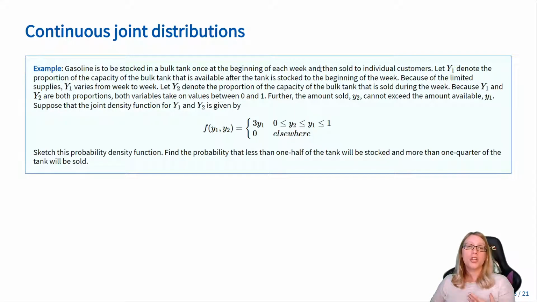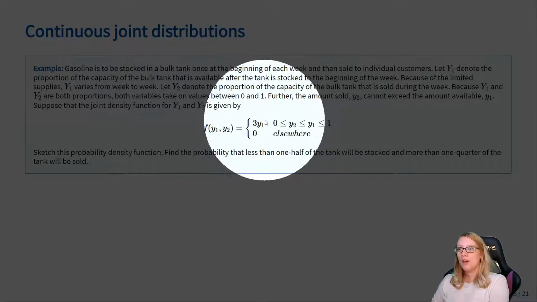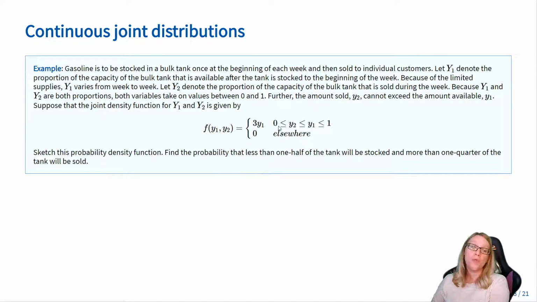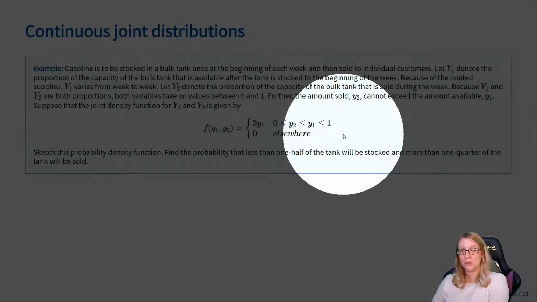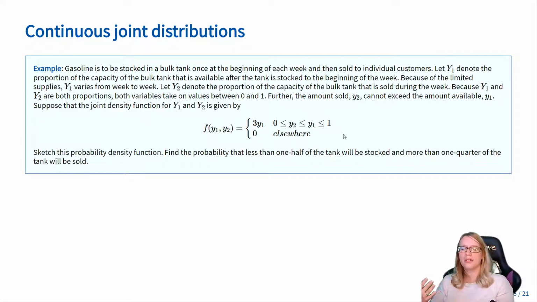y2 is the proportion of the capacity that is sold during the given week. Now we cannot sell more than we have available to us, so y1 must be greater than y2. Because we're thinking of these as proportions, both must be between 0 and 1. So let's say our joint probability density function, PDF, looks like this. We get 3 times y1 for 0 less than or equal to y2, less than or equal to y1, less than or equal to 1. So the support of this will look like a triangular region.